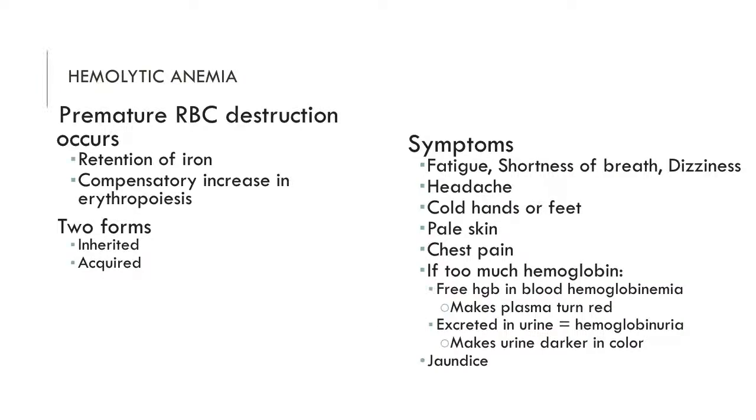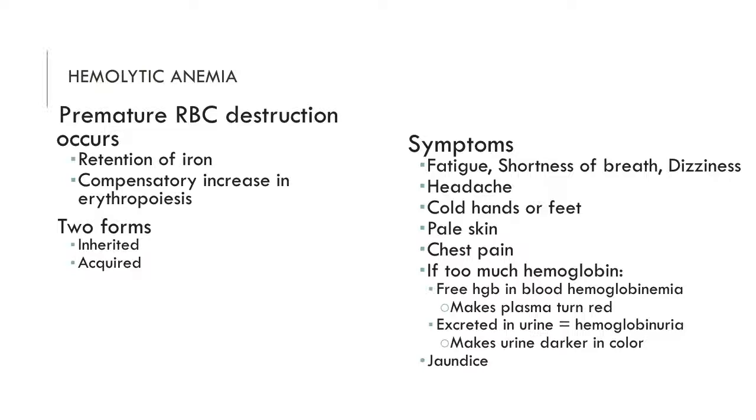First, we'll talk about hemolytic anemia. Hemolytic anemia is the premature destruction of red blood cells. Once it occurs, we end up with a retention of iron and a compensatory increase in erythropoiesis. Remember, when red blood cells are destroyed, the iron from the heme is taken back to the bones to produce more red blood cells. There are two different forms of hemolytic anemia.